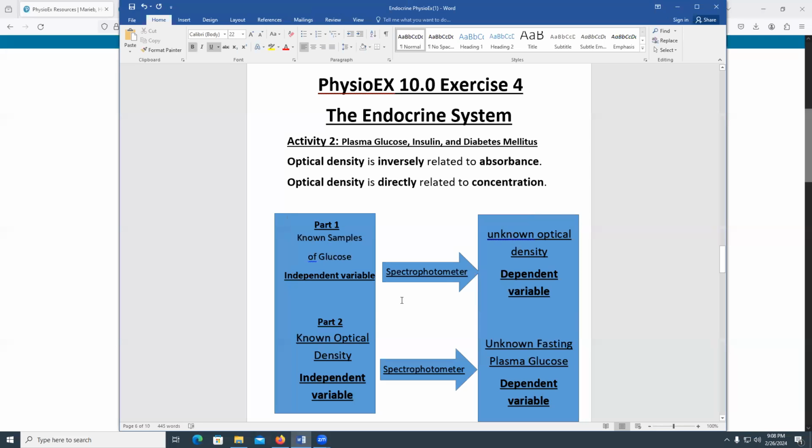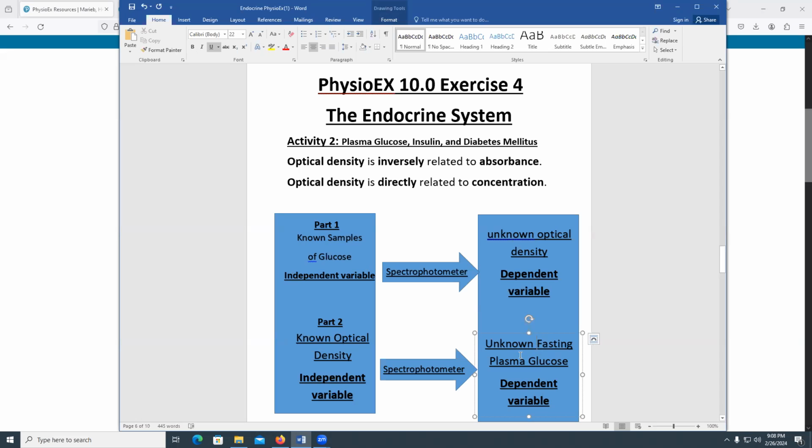Then I will take that graph, and on that graph, I will now have my known optical density values. So now I know how much 30 milligrams per deciliter represents as optical density. How much optical density will 70 milligrams per deciliter provide for me? And then I will take 5 samples of fasting plasma glucose of patients.